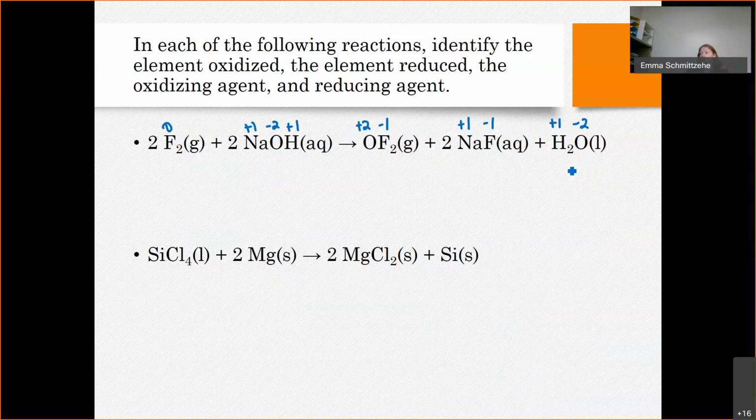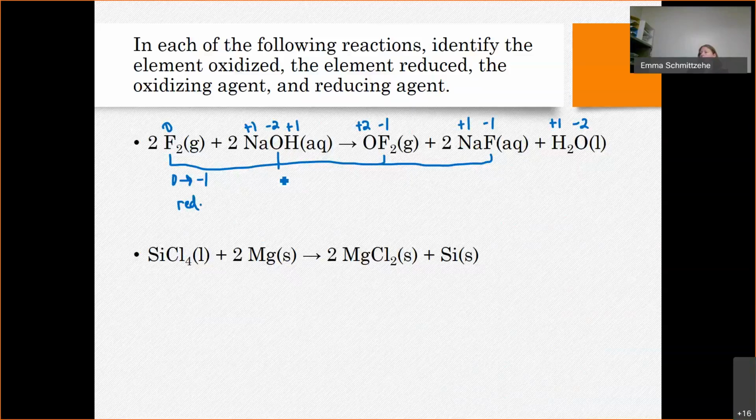Then we look for changes. In this case, I have fluorine going from 0 to -1. And I can even connect it to this other one, so it goes into 2 places, but that doesn't matter. It's a 0 to -1 change, and that is going down, so that's a reduction. And then let's see, what else is changing here? Anything? Oh, there we go. Oxygen is going from -2 to +2.